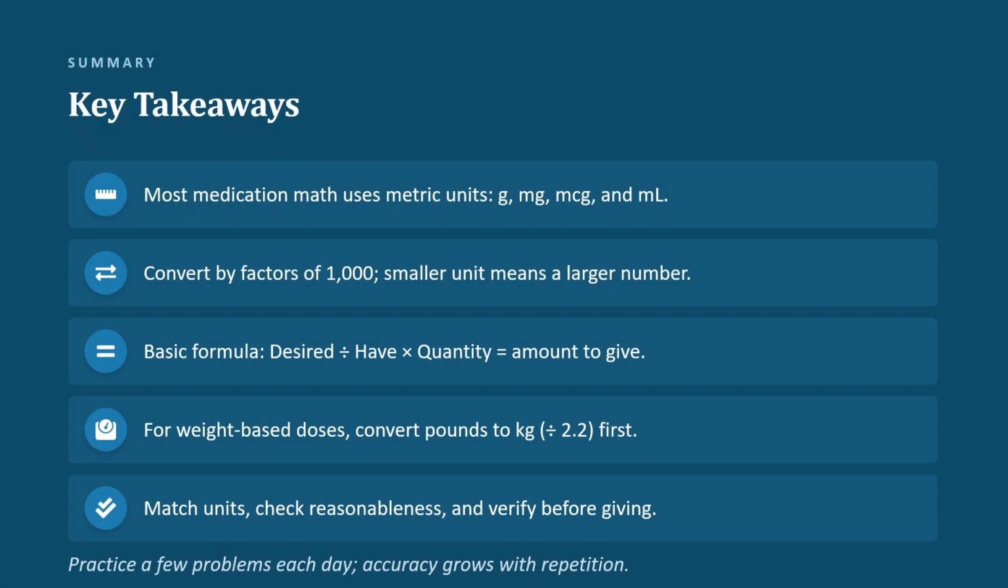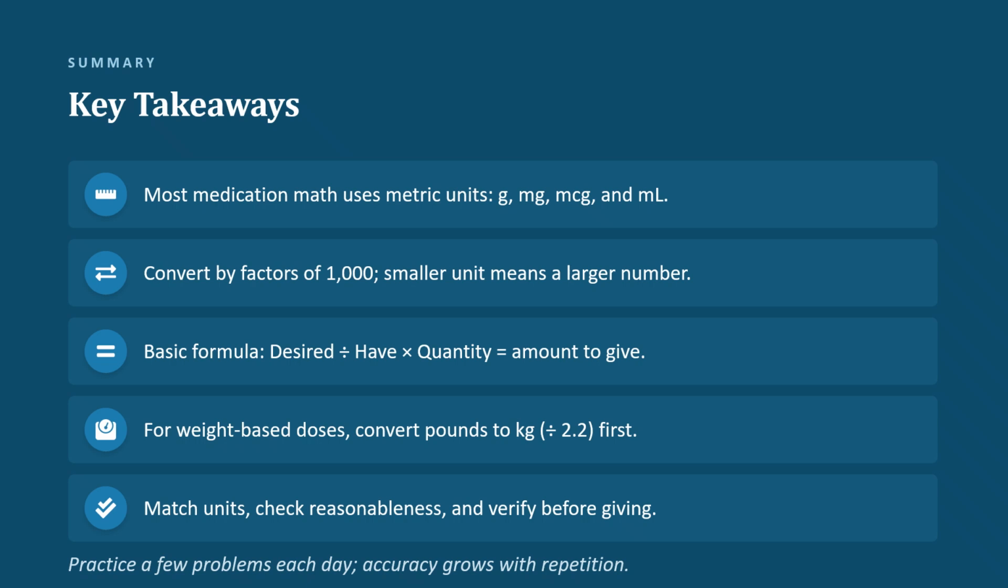Okay, lecture summary. First, most medication math uses the metric system. So become fluent with grams, milligrams, micrograms, and milliliters, since these are the units you will handle every day. Second, converting within the metric system happens in factors of 1,000. And the direction is easy to remember because converting to a smaller unit gives a larger number, and converting to a larger unit gives a smaller number.